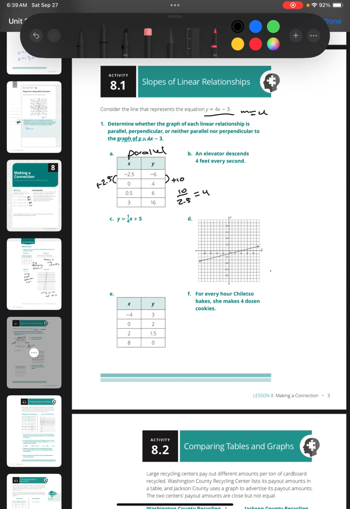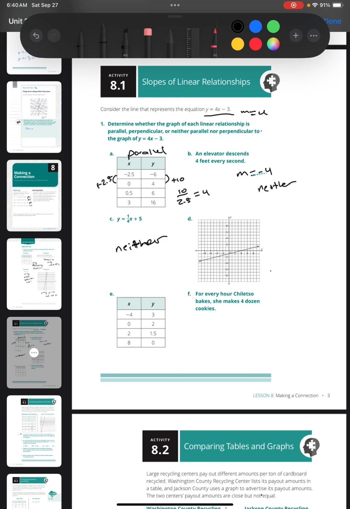For B, an elevator descends at 4 feet every second. So the descending part makes this slope -4. So that's not the same as 4, and it's not perpendicular to 4, so this one would be neither. For C, a slope of 1/4. That's also going to be neither, because remember, to be perpendicular to a slope of 4, we'd have to be an opposite reciprocal, so the sign would need to become negative.